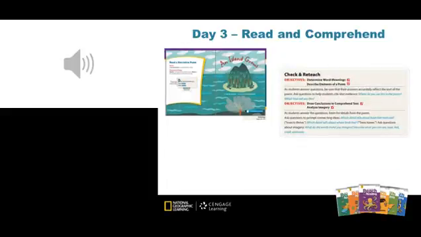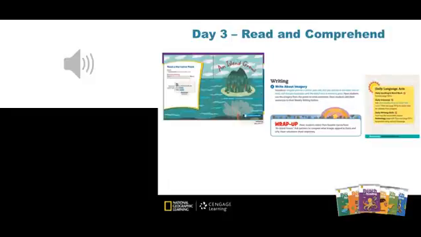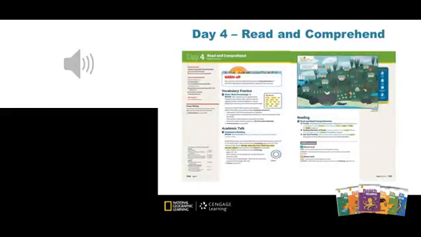Again, you'll find opportunities to check and reteach built right in so you can continuously monitor student progress. And the writing and wrap-up lessons end the day, along with the daily language arts reminder. On day 4, students will continue reading. In weeks 1 and 3, they will continue reading the selection they started on day 3. But in weeks 2 and 4, the reading will be an interactive whiteboard selection.